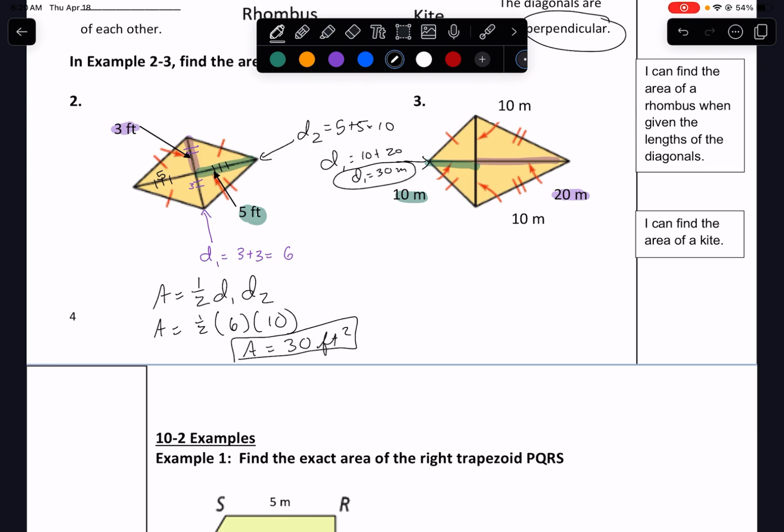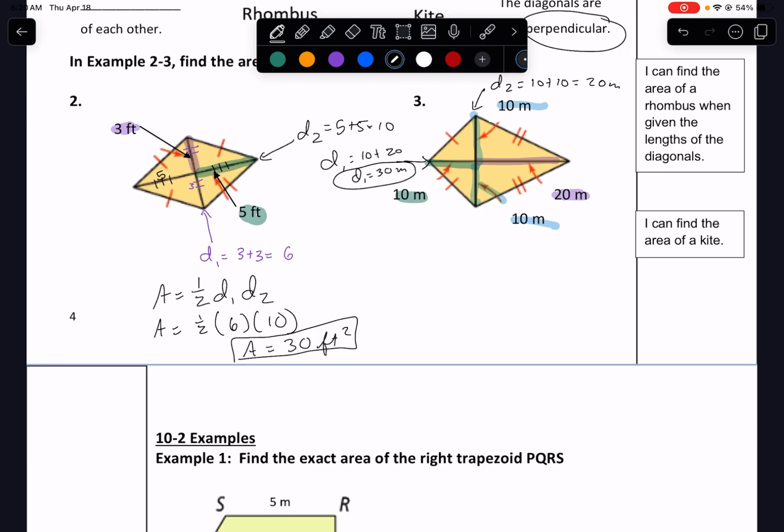And then the other diagonal was nicely labeled for us. This is 10, and this is 10. So you can see that shorter diagonal is bisected. So then to get this diagonal, I'll call it D2, 10 plus 10 is 20 meters. Okay, I've got my diagonals.